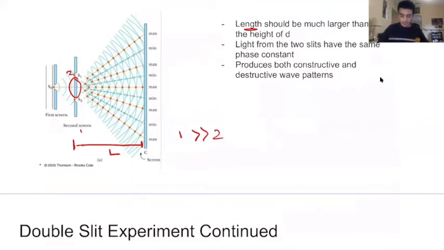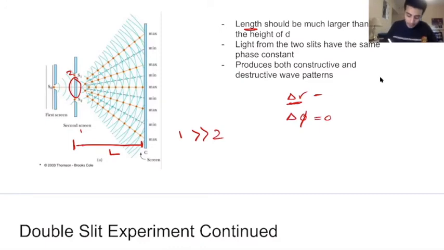Light from the two slits has the same phase constant. This is something important to remember when we're talking about the total phase. This is definitely the sum. Waves can be constructive or destructive based on two things: the path length or the difference in phase constant. This is coming out of the same source, so there is no difference in phase constant. This is zero, but there is a difference in the path length, and we're going to talk about that next.